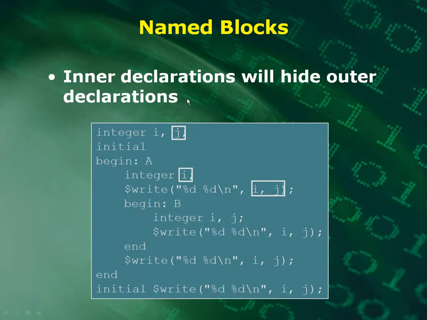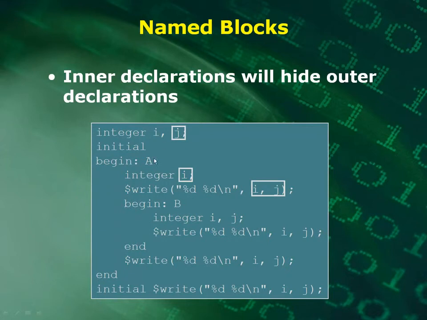Inner declarations will hide outer declarations. So let's look at how that's done. Here we've said that we have an integer I and j. Now these are global to this initial block here, and then also this initial block.